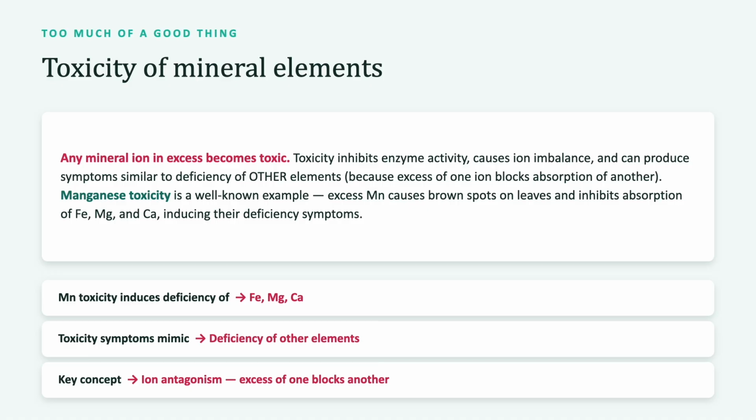The tricky part is that excess of one ion can block absorption of another, causing symptoms that look like a deficiency of that second element. The textbook example is manganese toxicity. Too much manganese causes brown spot on leaves and blocks the absorption of iron, magnesium, and calcium. So the plant shows their deficiency symptoms too. This concept is called ion antagonism, and NEET has asked it.